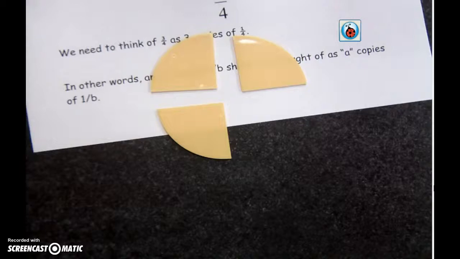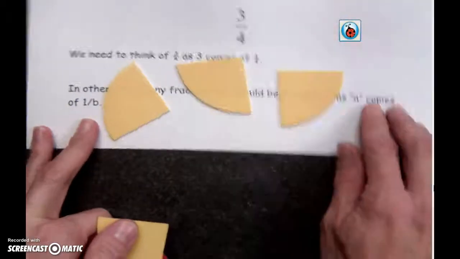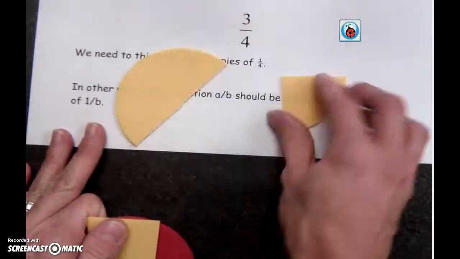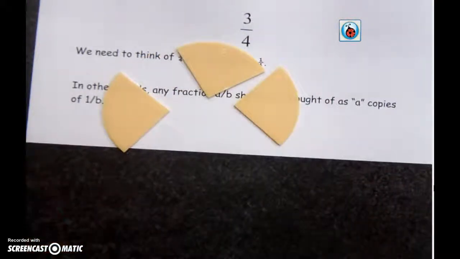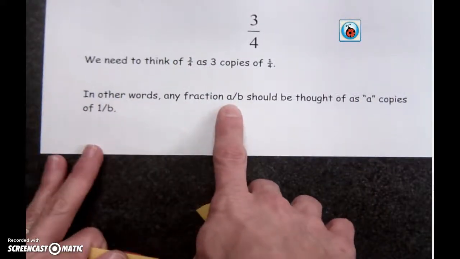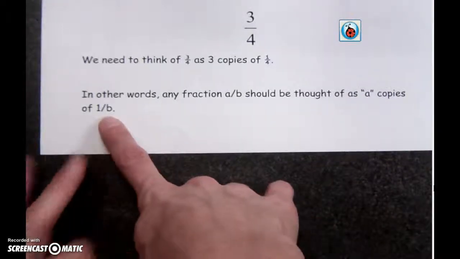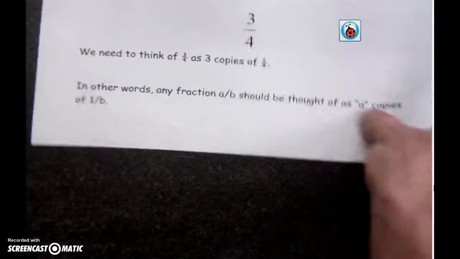So we want students to realize that the number 3/4 represents 3 copies of that 1/4 piece. So they can think of it put together as missing that one chunk, or they can think of it as 3 separate copies of 1/4. So in general, any fraction a over b should be thought of as a copies of the fraction 1 over b.